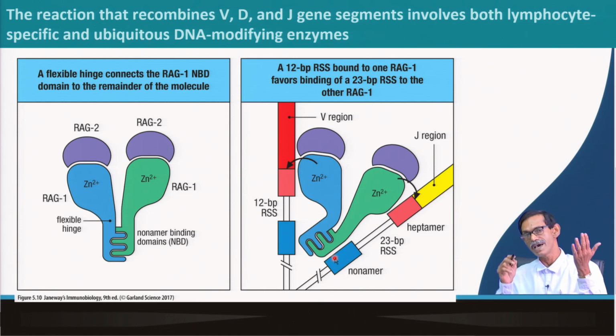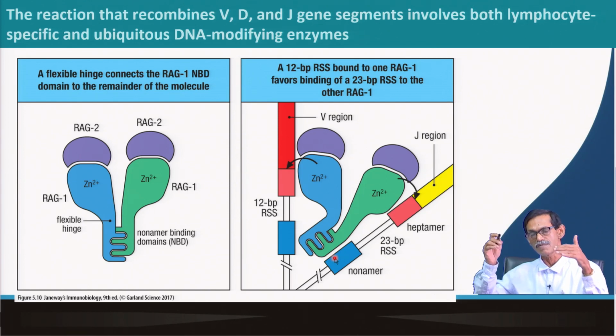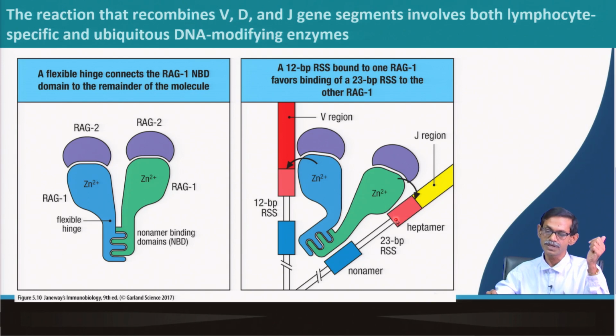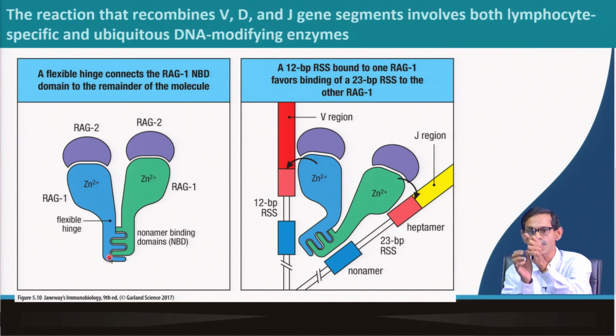So, if you go back and see the orientation or the arrangement of nonamer and heptamer, there is one heptamer very close to the segment that we need, and then there is a nonamer. So, the nearest nonamer of the V segment and J segment are brought together by this NBD domain. There is a common domain here which brings one sequence this side, another sequence this side.